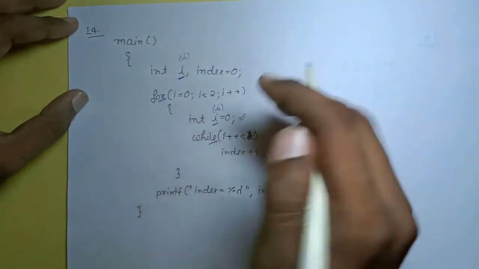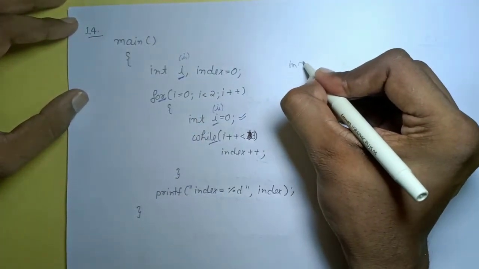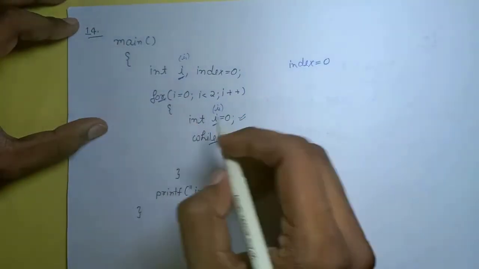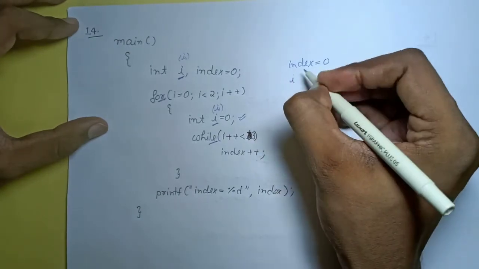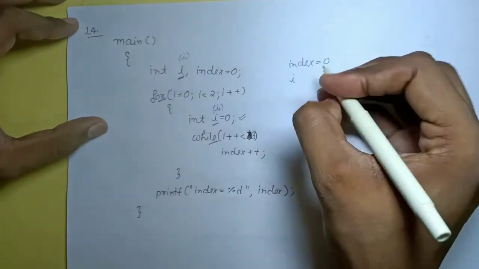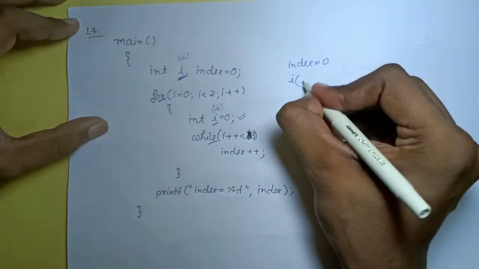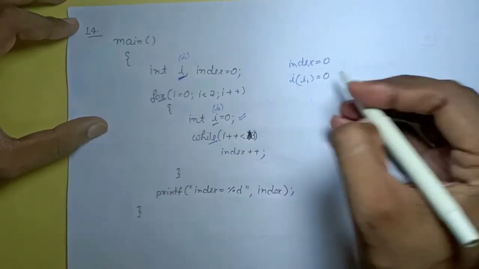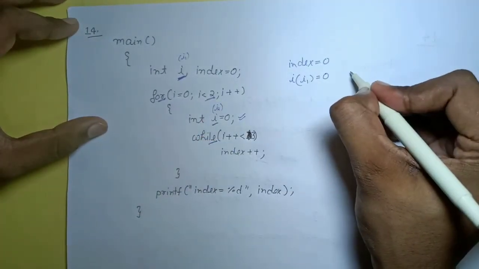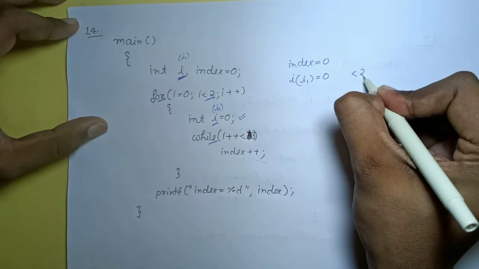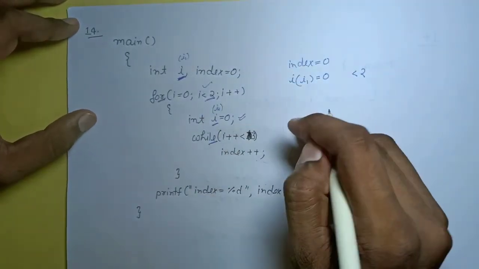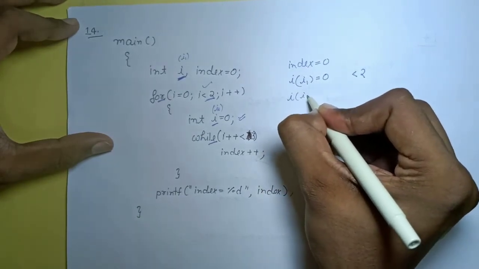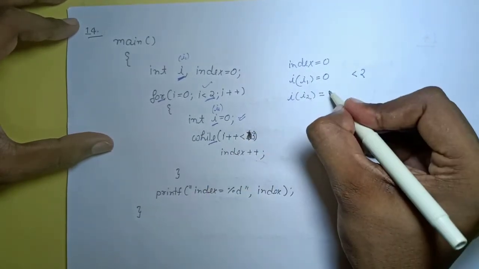First of all, we have an index variable whose initial value is 0. Now we have a for loop in which we are initializing the I variable. I means I1, this I variable, so the I value is 0. Then we come inside the loop. The condition is checked, which means 0 is less than 2, which is true. Then we come inside the loop, and here we find another I, which for simplicity we call I2, whose initial value is also 0.